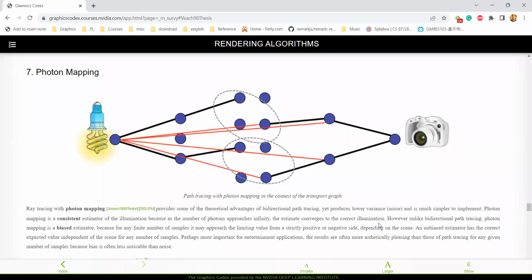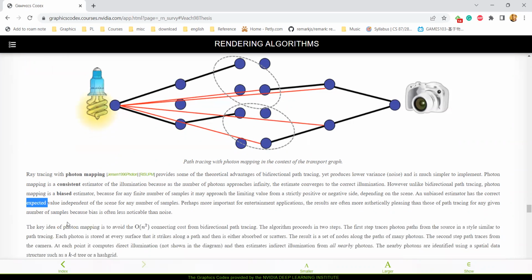So how is bidirectional not biased? An unbiased estimator has a correct expected value, independent of the scene, for any number of samples. I see.